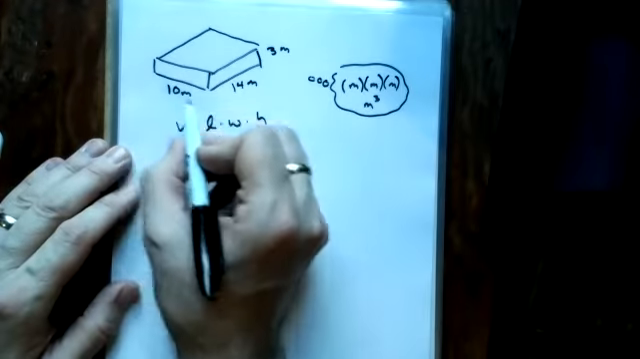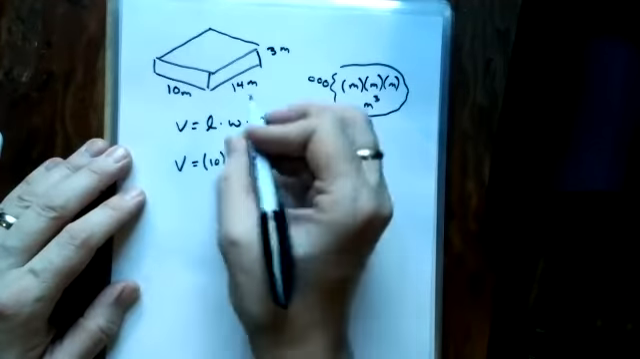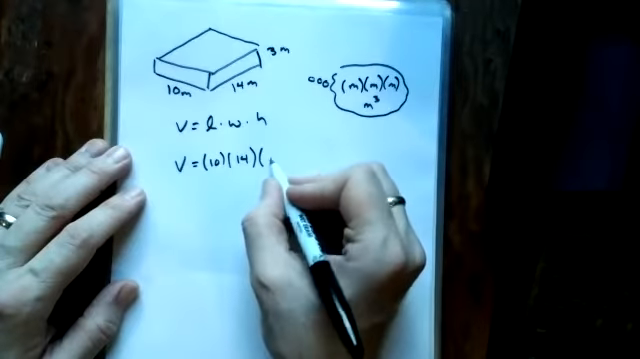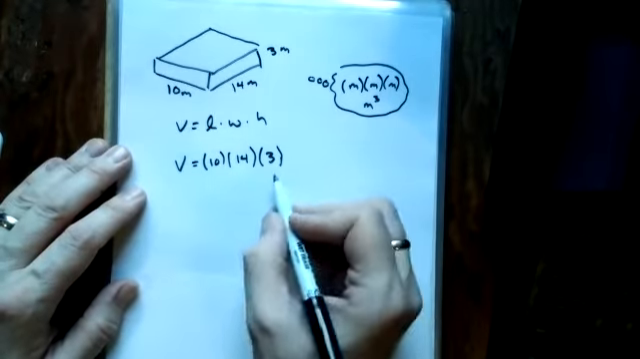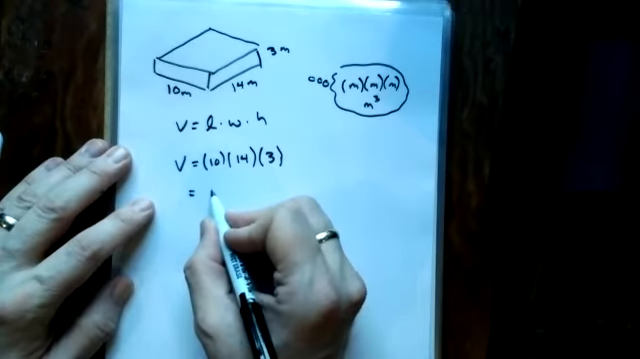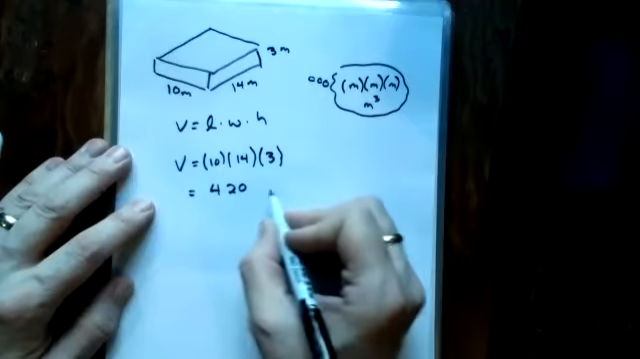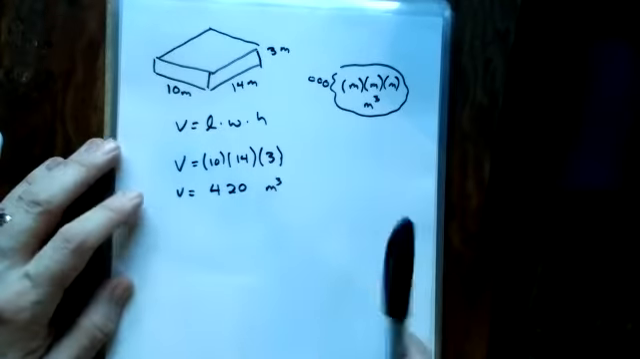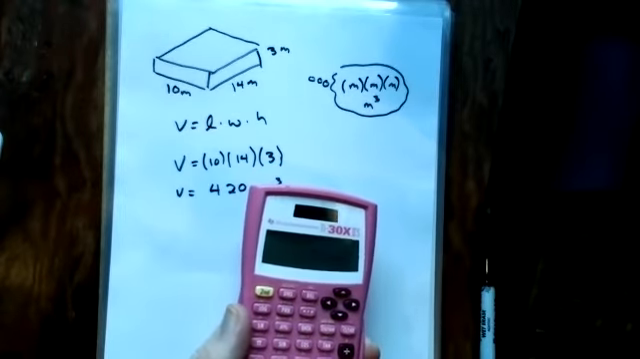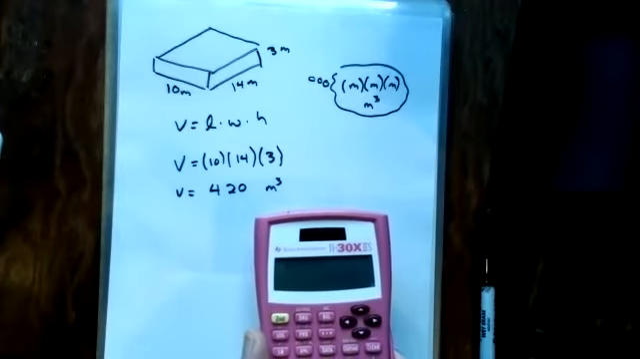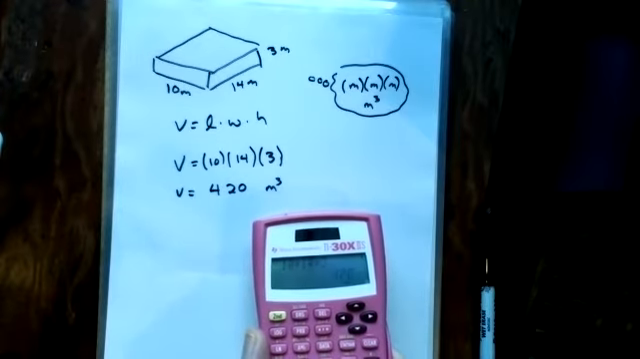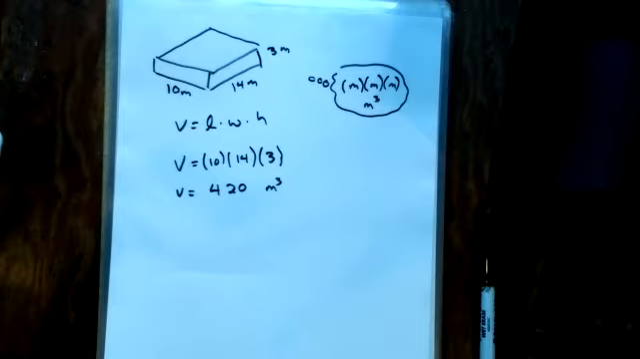Here, I've got my length times my width times my height. And if I'm doing my internal math right, I'm going to say that is 420. In this case, it would be cubic meters. And just to double check myself, because sometimes I do my own math wrong, 10 times 14 times 3. Sure enough, 420 cubic meters.